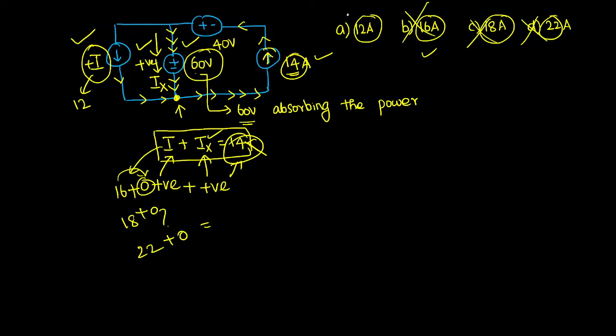Then what can be the answer? Only option A. Because if I put 12 ampere here, then I can say this 60 voltage source is absorbing 2 ampere, such that this 12 plus 2 will combinedly become 14 ampere.